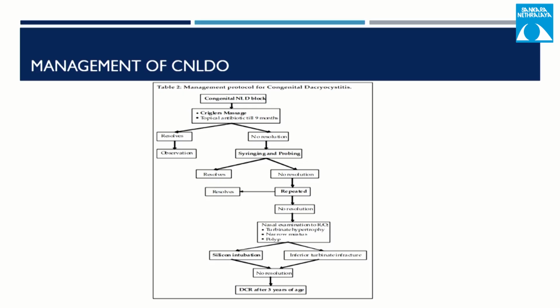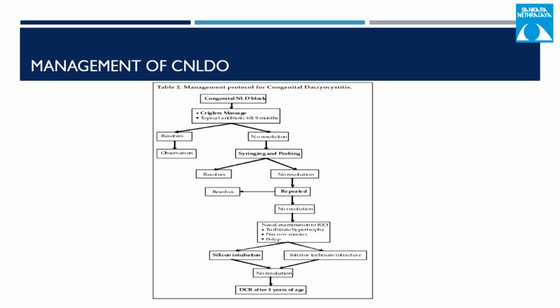Okay. So if within 9 months the condition resolves, we only observe the kid after that. If there is no resolution beyond 9 months, we do syringing and probing. Even after syringing and probing, if there is no resolution, we repeat the procedure. And in spite of repeated procedure, if it doesn't resolve, we do nasal examination to rule out any turbinate hypertrophy, narrow meatus or polyp or any other cause of obstruction. So only if it's failed, we will examine the nose. We examine the nose in the first sitting itself. You have a video of the probing also, right?